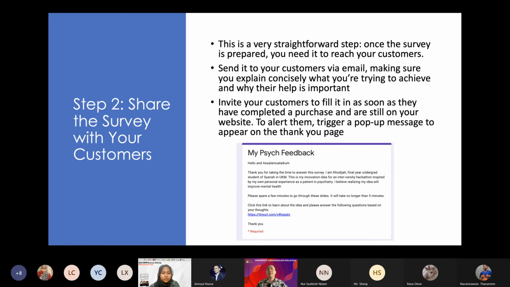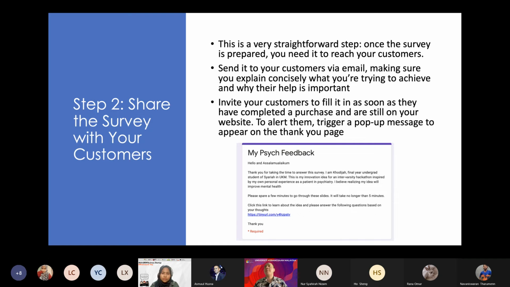And then after doing that, share the survey with your customer. So this is a very straightforward step, as I mentioned to you. You can use social media, which nowadays makes your life easier. So you can have a WhatsApp group. But don't simply blast to any WhatsApp group. We don't do that. If you are really going to make this work, you have to understand the group, your potential customer.